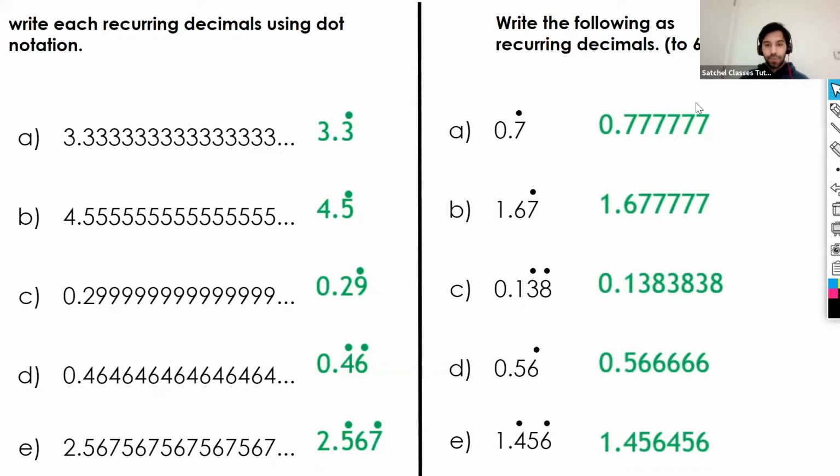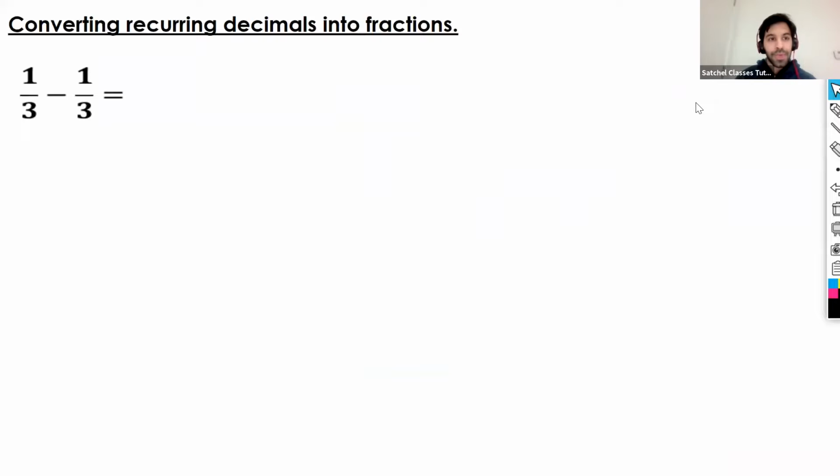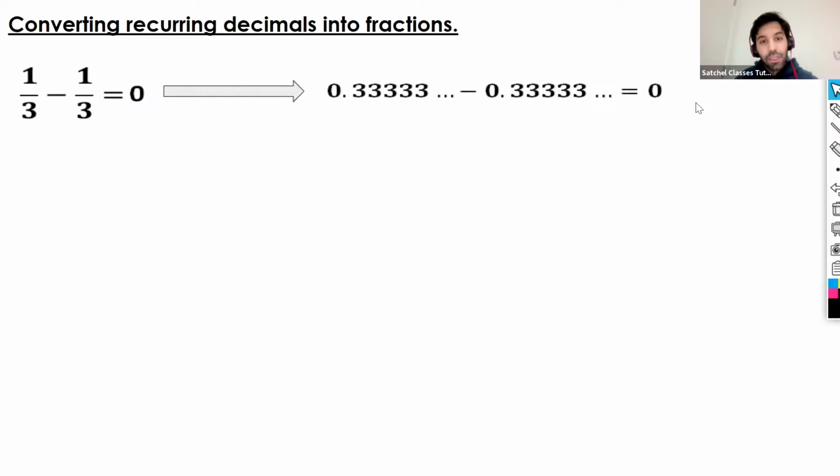All right. Now, here's a question for you. So this is where we're going to start converting recurring decimals into fractions. Now, what is 1/3 take away 1/3? Well, hopefully you should be able to tell that 1/3 take away 1/3 is going to be equal to 0. So that is the same as 1/3 as a recurrent decimal, which is 0.333 to infinity. Now, if we take away 0.333 to infinity from 0.333 to infinity, that should give us 0.